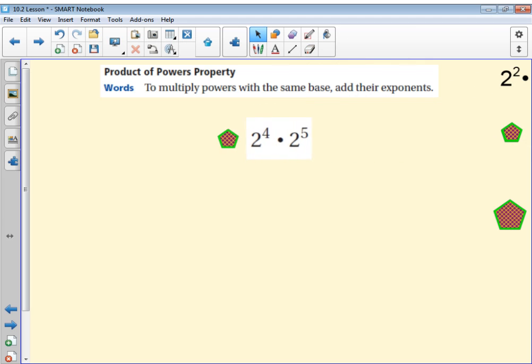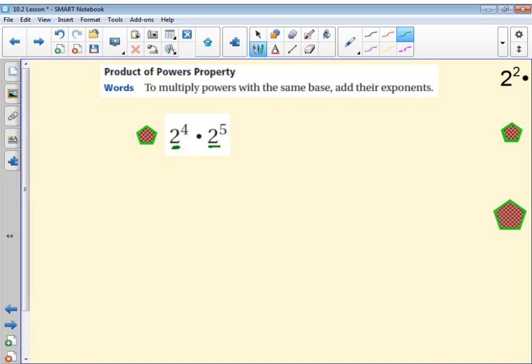Okay, so let's try some of these. So I have 2 to the power 4 times 2 to the power 5. The first thing I check is, are my base numbers the same? Yes, they are. So we're going to go ahead and just add together 4 plus 5. That gives me 2 to the power of 9.